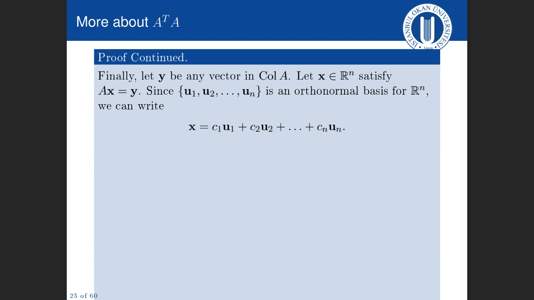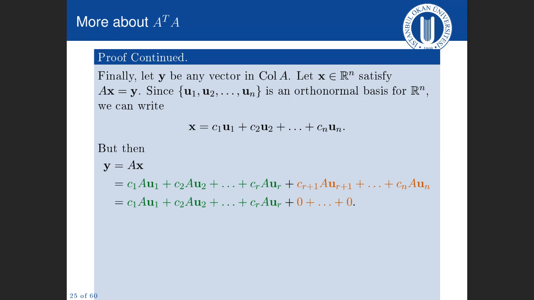We want to show that the dimension of the column space of A is r. So the final thing we need to do is to let y be any vector in the column space of A. And then let x be the vector in Rn which satisfies Ax equals y. That's what column space means. Because we have an orthonormal basis for Rn, we can always write x as a linear combination of these basis vectors. But then when we multiply on the left by A, we get a linear combination of Au1 up to Aur plus Aur+1, Aur+2, Aur+3, all the way up to Aun. And remember, we said these were 0.